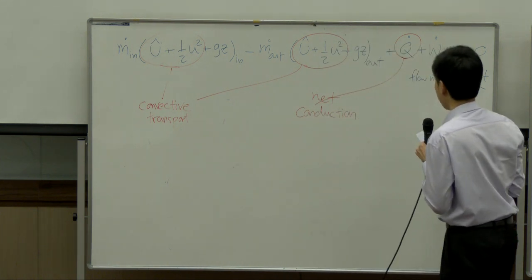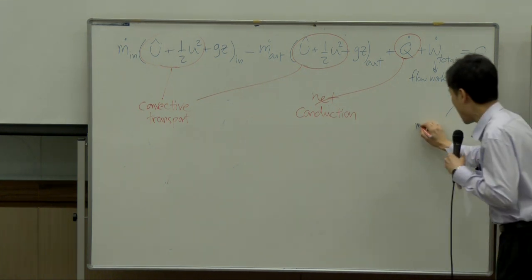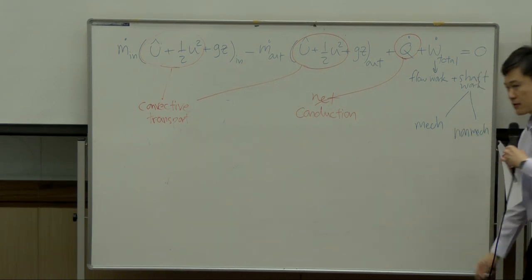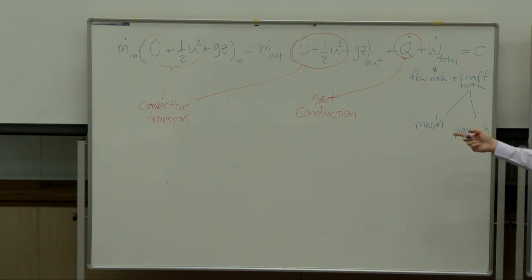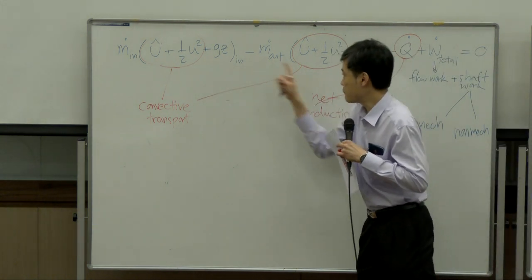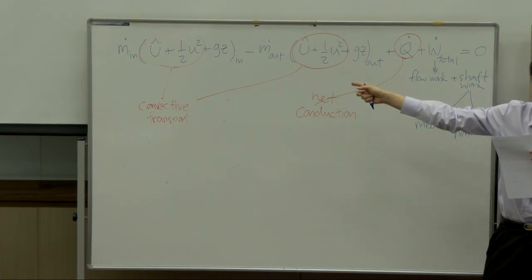For work, we have flow work and shaft work. Shaft work will be divided into two parts, mechanical shaft work and non-mechanical work. For instance, you may have electricity going out from the system. That's considered non-mechanical work. In thermodynamics, we said this non-mechanical work can be calculated based on Gibbs free energy, if you can recall. So, we talked about these red terms already, but the energy balance is not completed yet.